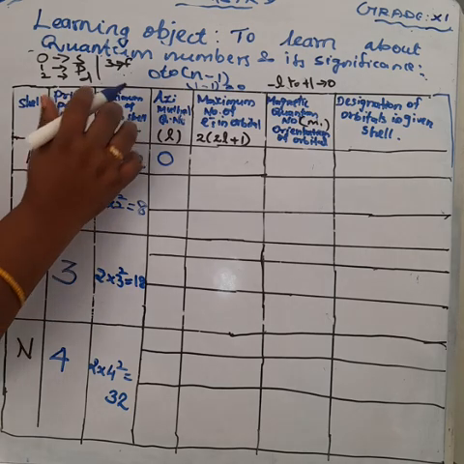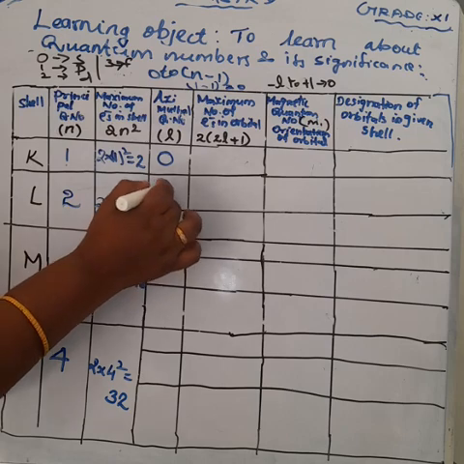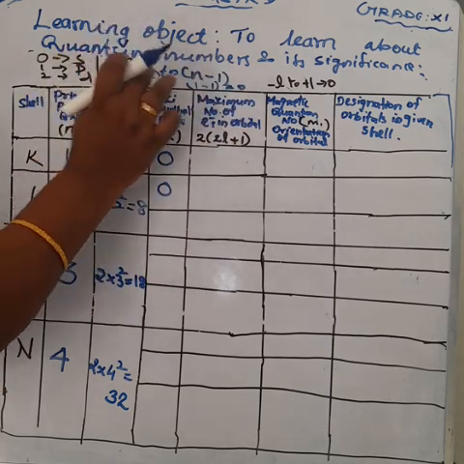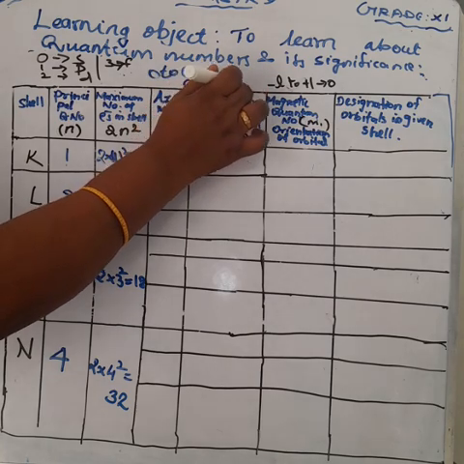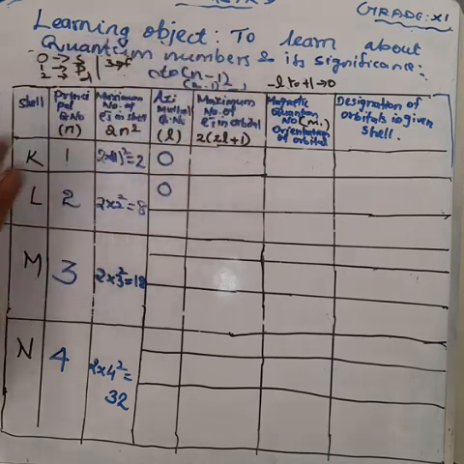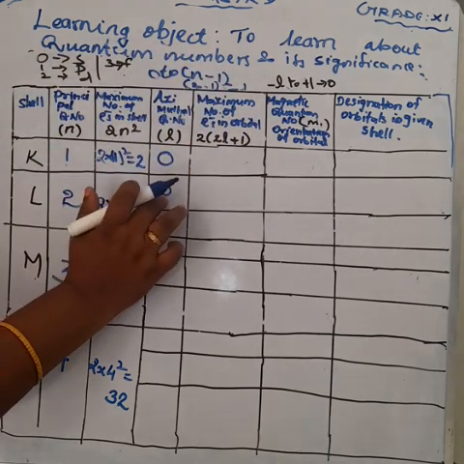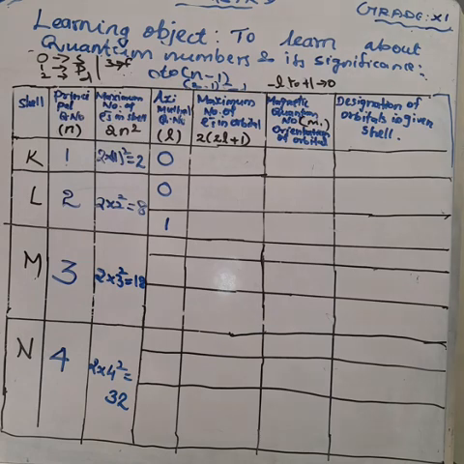And for the L shell, what is the value of L here? n is equal to 2, so we can write 0 to n minus 1. Here n value is 2, so 2 minus 1 is equal to 1. So we start from 0 to n minus 1, so 0 to 1. 0 and 1.